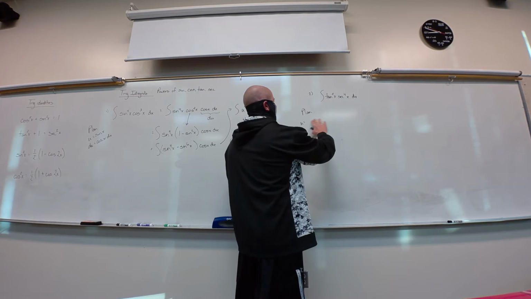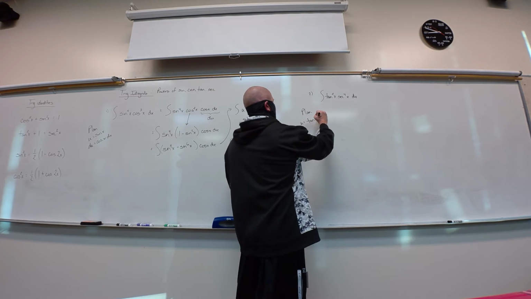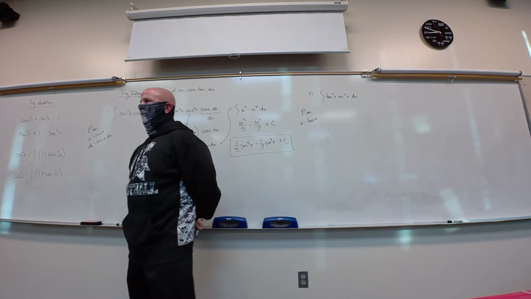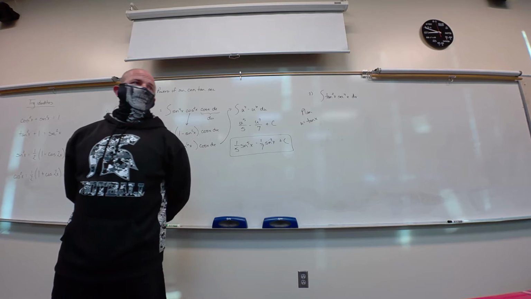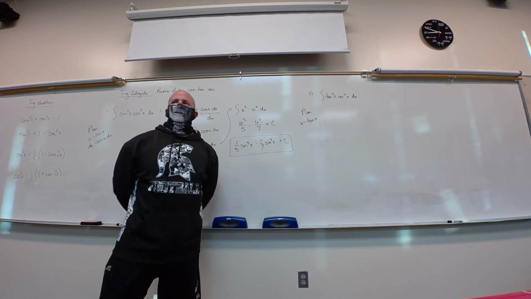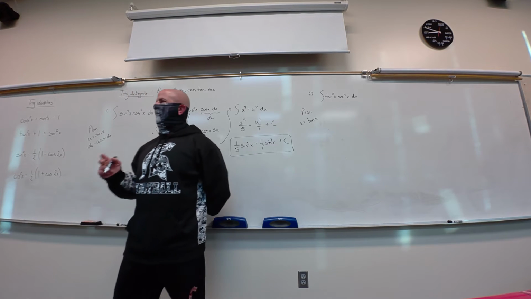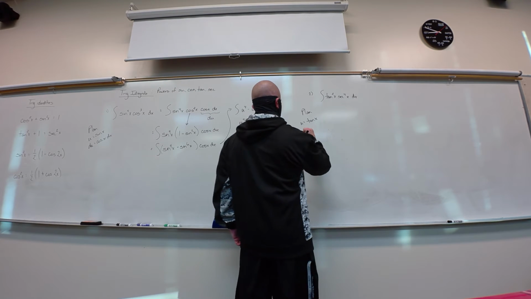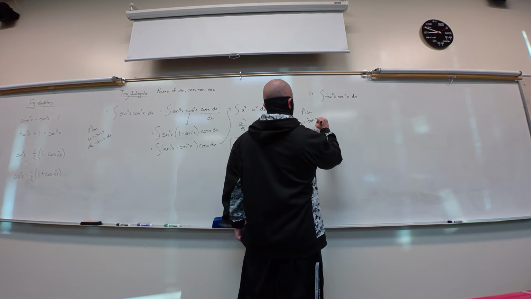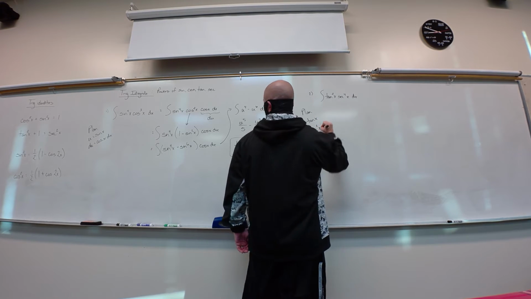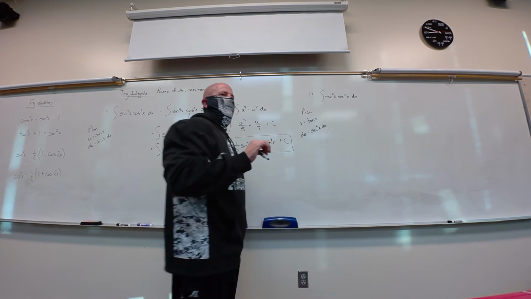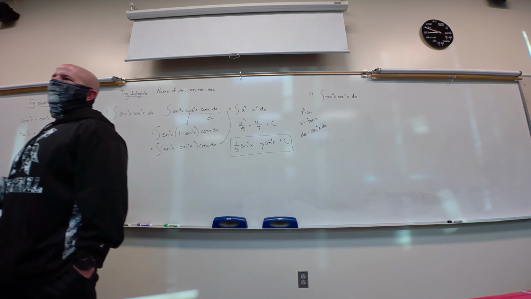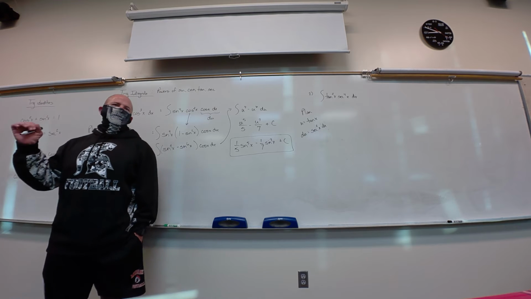Go the other way, let u be tangent. What would du be? Secant squared. And that would leave you how many secants? Two. Can you change secant squared to tangent? Yes. There's the plan I want. So secant squared x dx. Again, think it through. It's very likely the first choice you pick for u is going to be wrong. It's okay. Hey, this will be u.